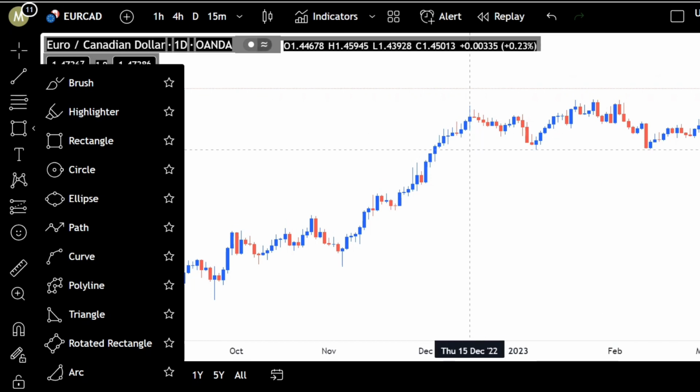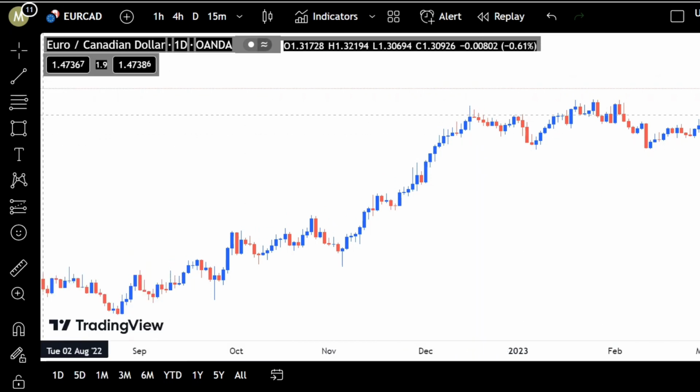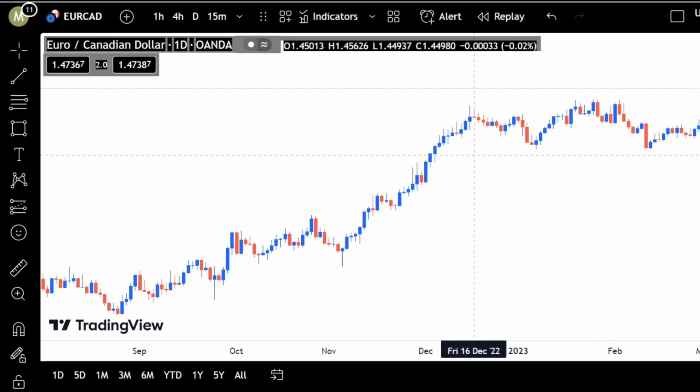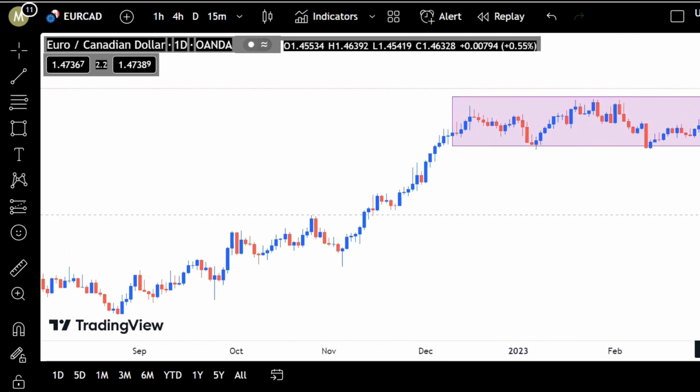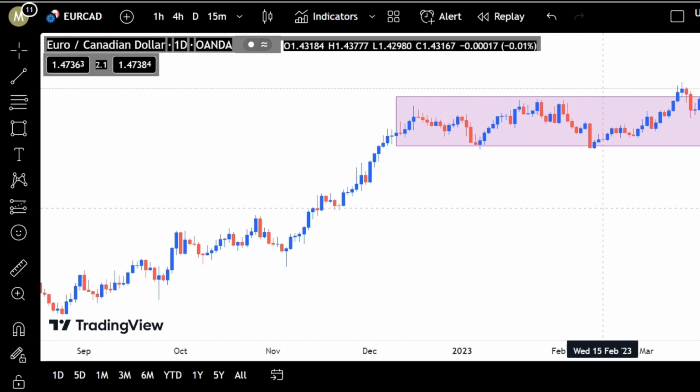Before you go, look at this. These types of markets happen everywhere. Look at this. You can see they happen everywhere. So there's nothing hard, traders.